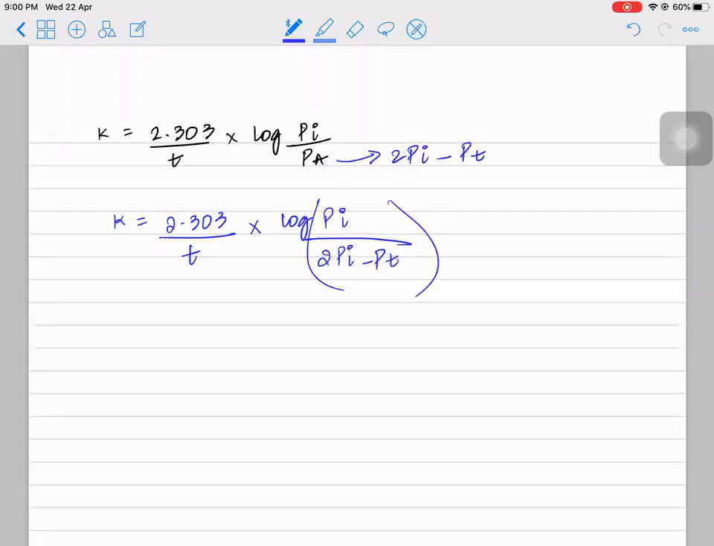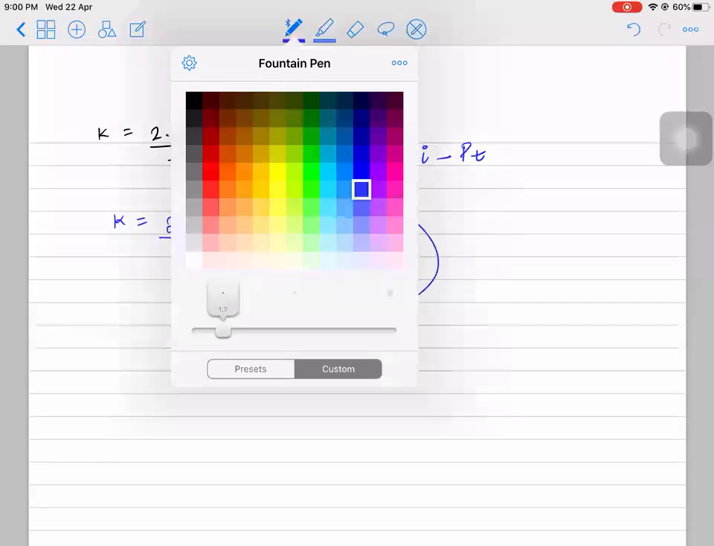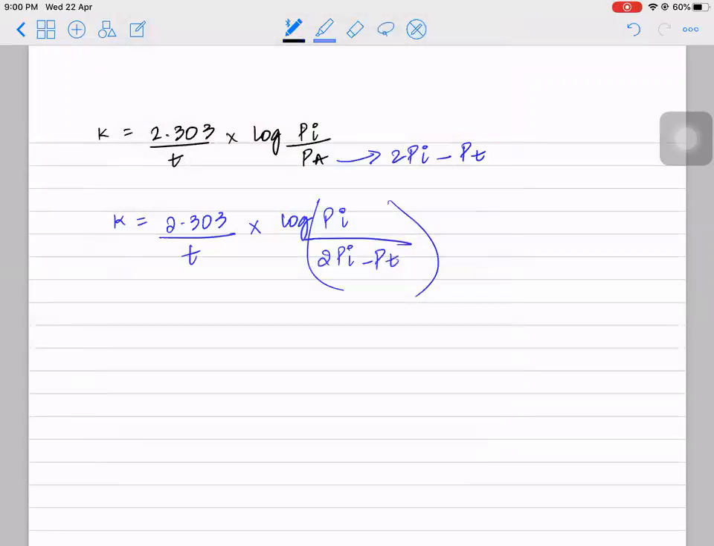This will be in case of having gases as reactants and products. Instead of using concentrations, we will be using partial pressures.